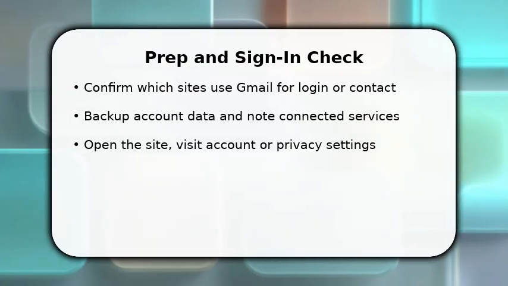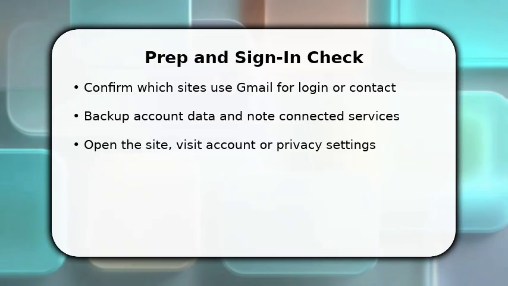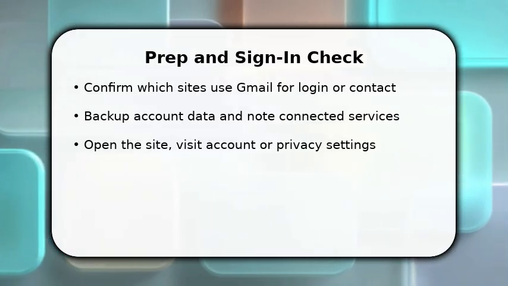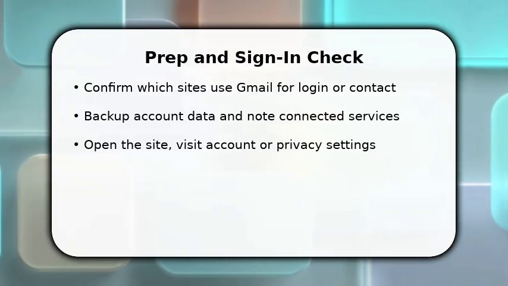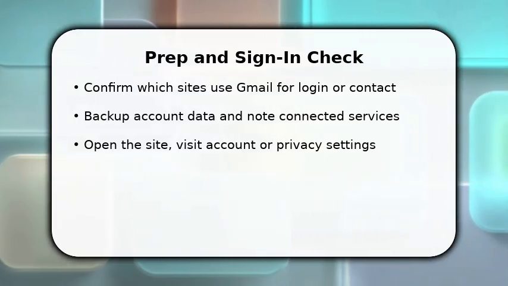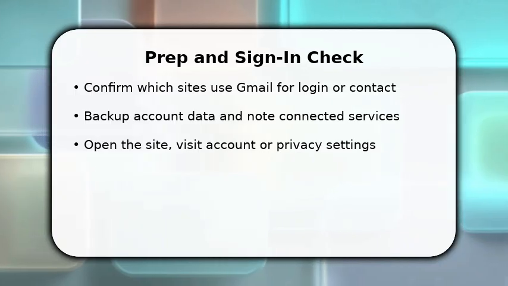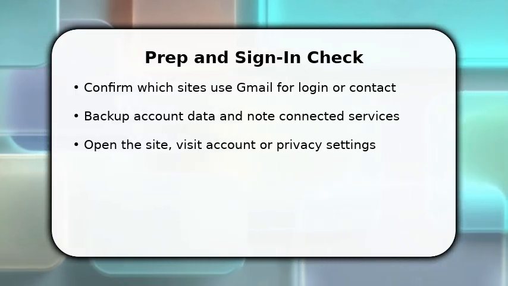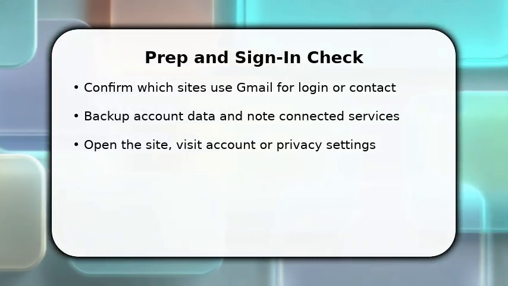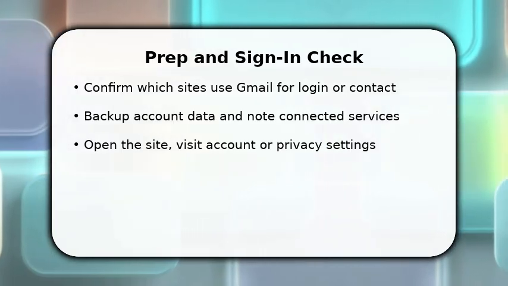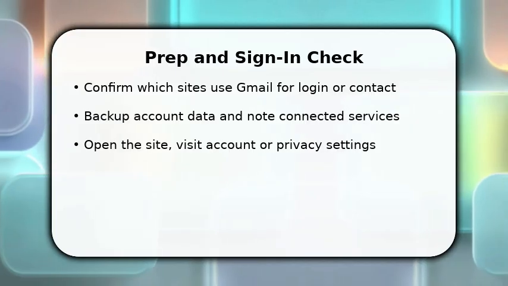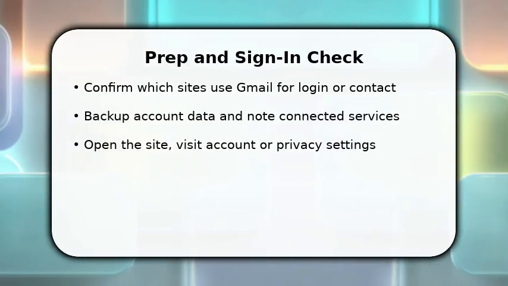You start by confirming which sites use your Gmail address or Google sign-in. This avoids losing access. Once done, make a backup of any site data and jot down linked services or recovery emails. Next, sign into the target site now and go straight to account or privacy settings to locate email or login methods. If a Google sign-in button exists, look for account connections or authorized apps to prepare for removal.